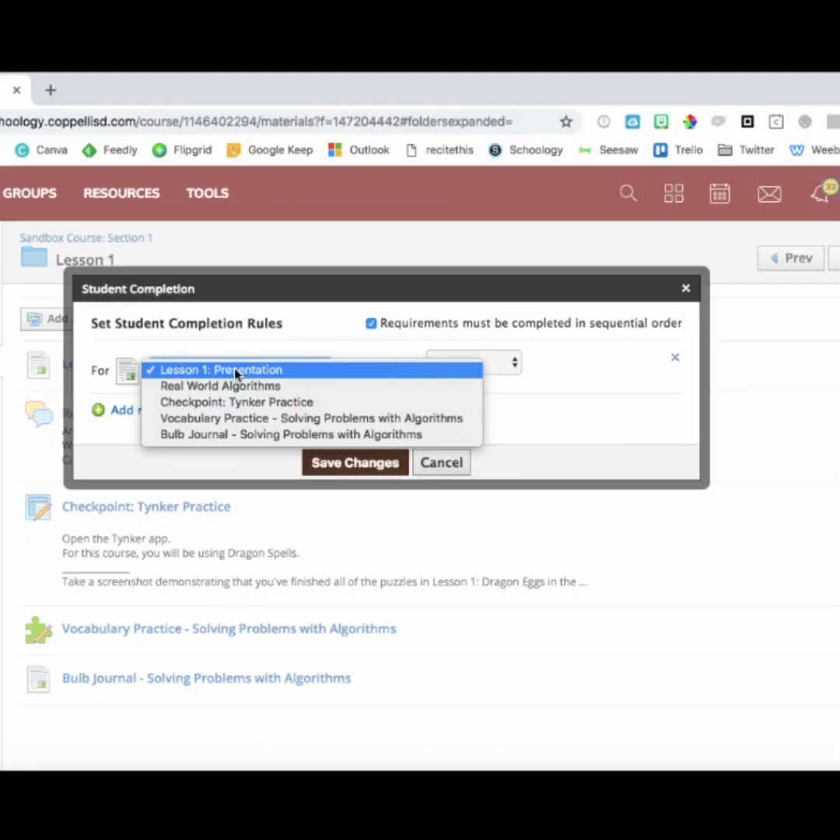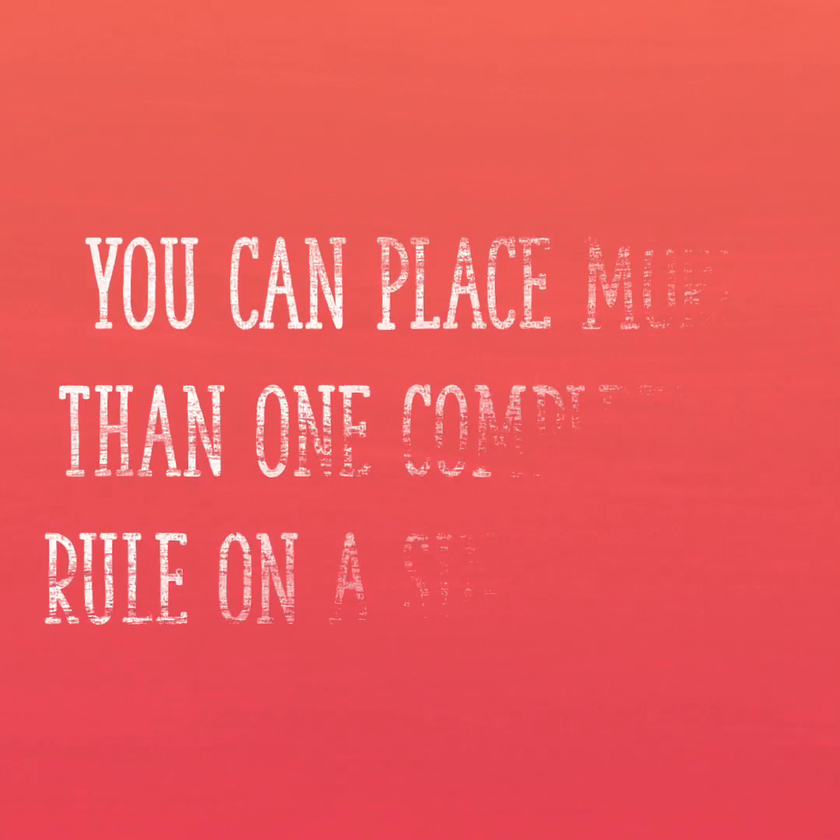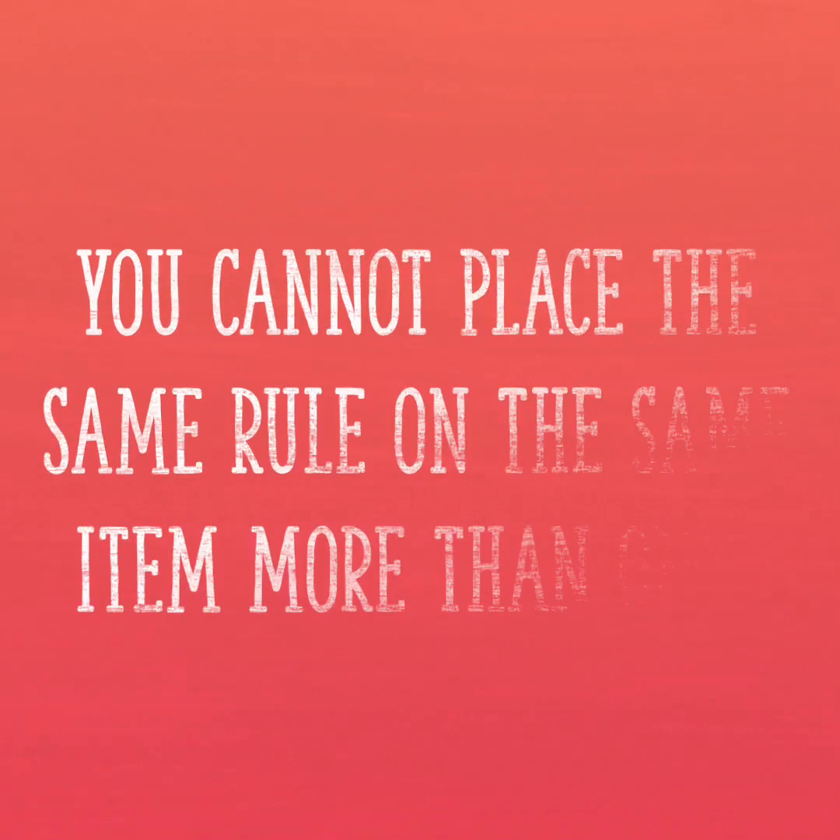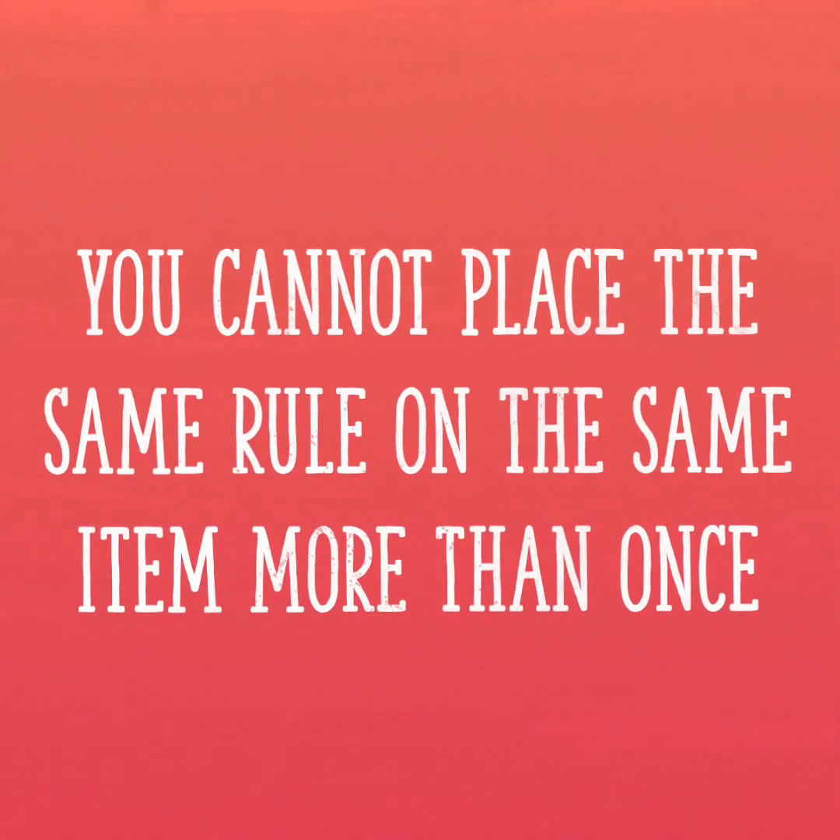In this sample lesson, students have a presentation they need to view, a discussion they need to post to, an assignment checkpoint, a vocabulary practice quiz, and instructions on how to post to their bulb journal. You can place more than one completion rule on a single item, but you cannot place the same rule on the same item more than once.